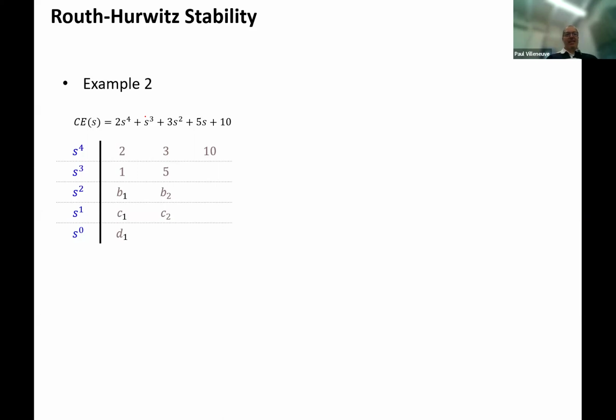What'd you get? What's B1 equal to? -7? Anybody get -7 for B1? Okay. So I got -7. How about B2? 10? Here's 10. Do we calculate B3?